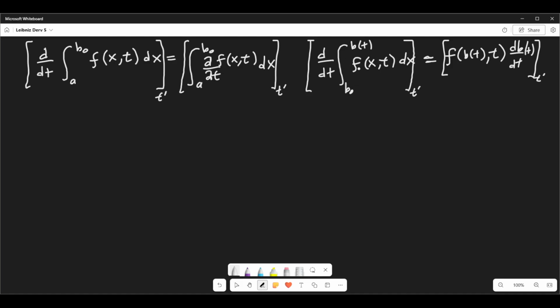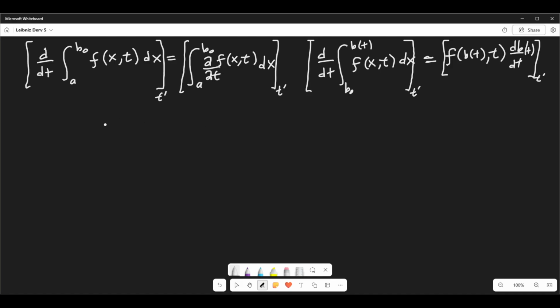For the moving boundary, this integral can be taken on a very small area, very close to where the boundary actually is at t prime. And on this area, by using the plane approximation, it can be shown that the d by dt of this function with the moving boundary equals the function evaluated at b of t prime and t prime, and then the derivative of b with respect to t, also evaluated at t prime.